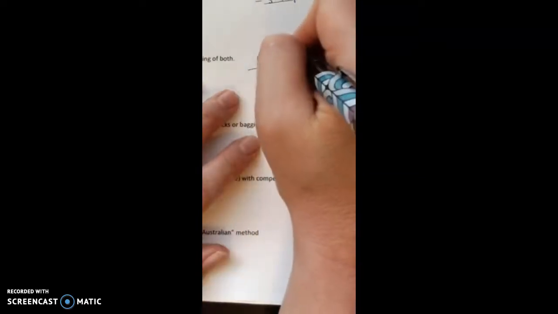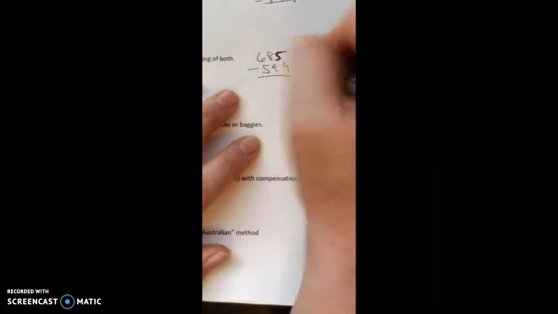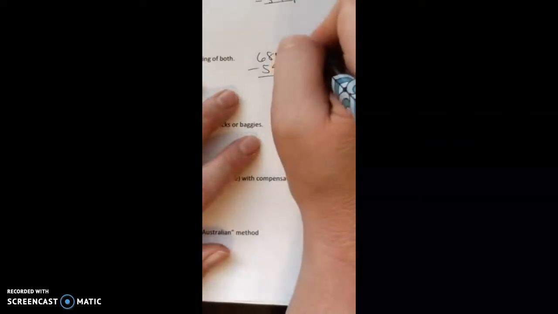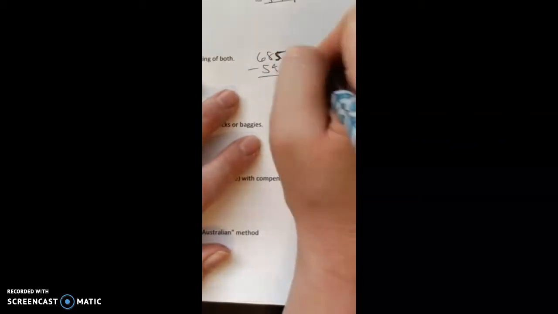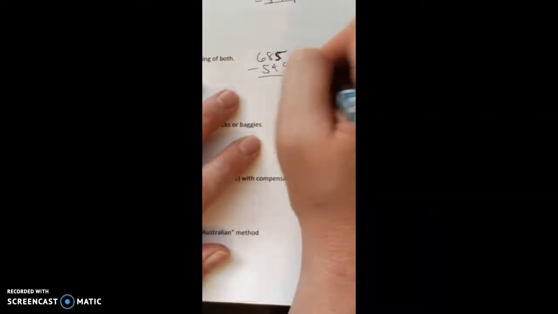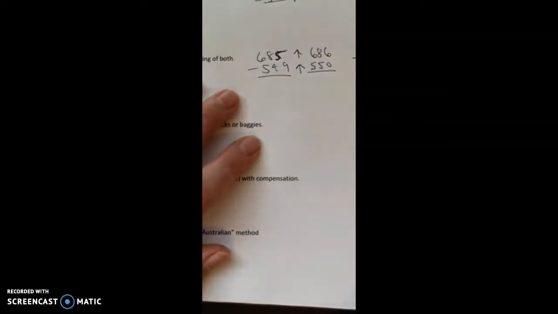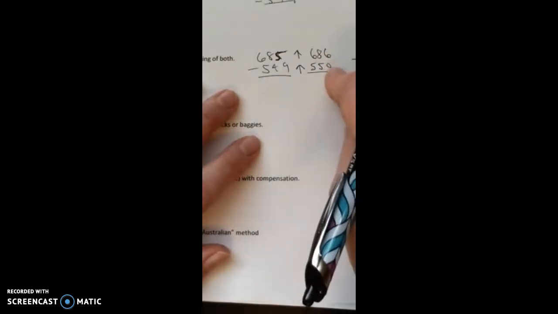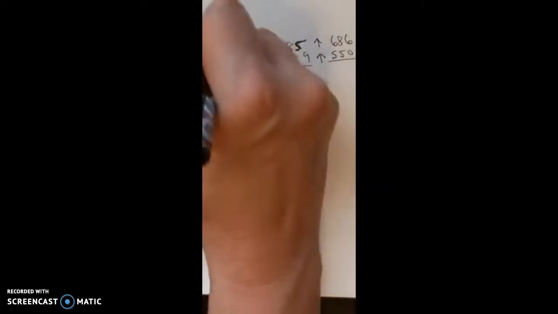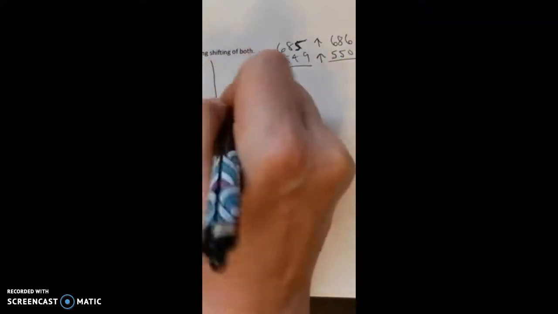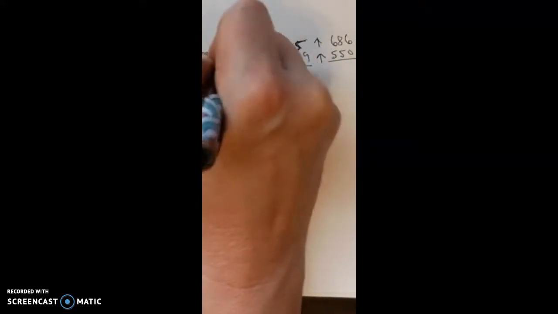So I'm thinking maybe I'll shift them. Let's see what happens if I shift them both up 1. I get 686, and I get 550. And that's pretty friendly. Again, you want to shift them in a way that you don't have to ungroup. Now, if you think about a number line, what's happening here? I'm at 549 and I'm at 685. All I'm doing is moving both that distance up 1.